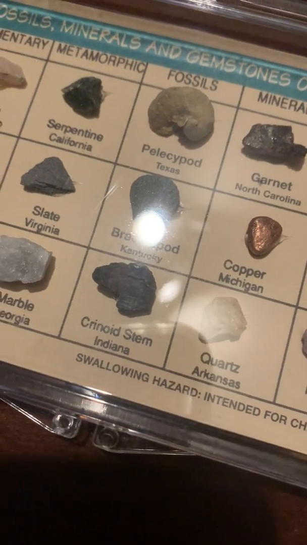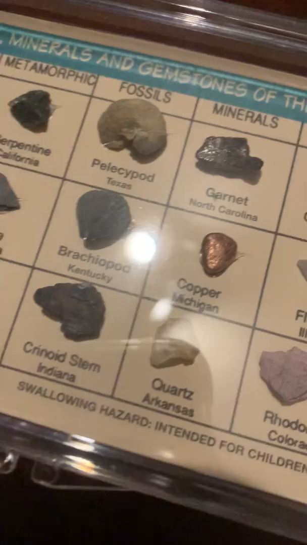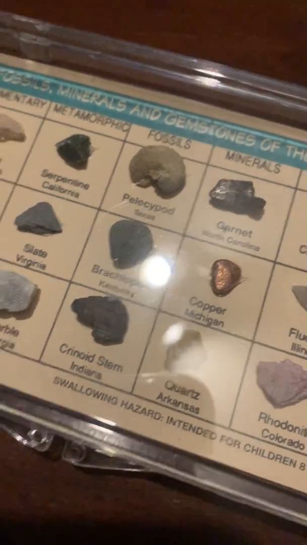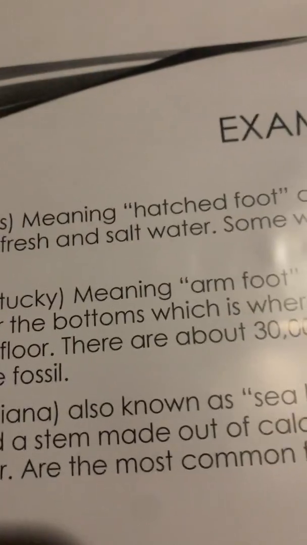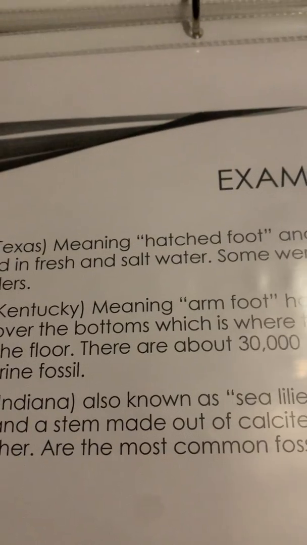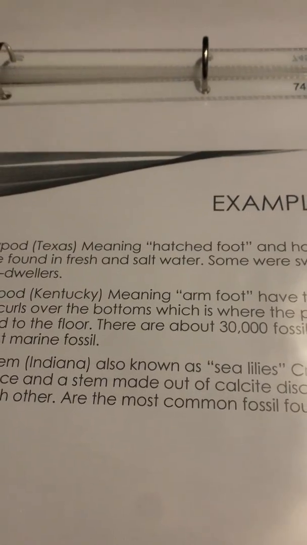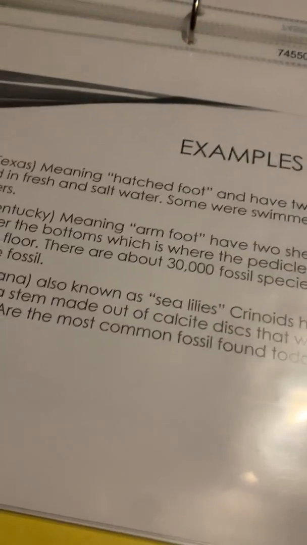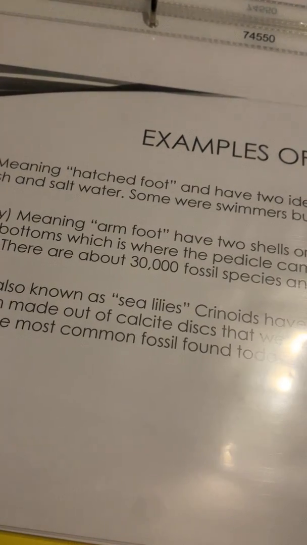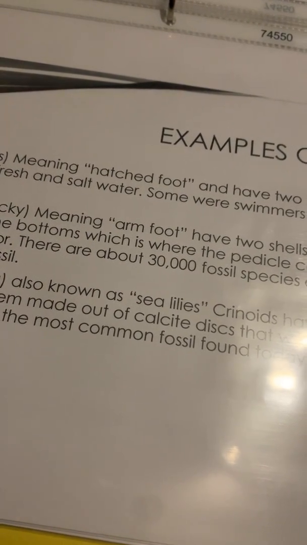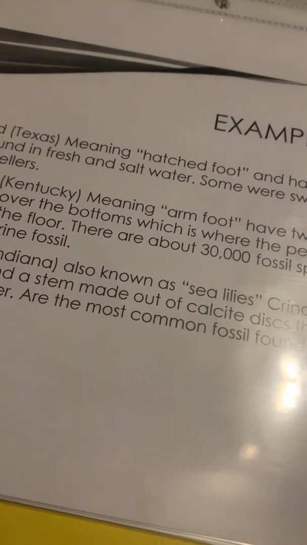There are 3 of them, which are right here, located in Indiana, Kentucky, and Texas. The first example, meaning hatchet foot, has 2 identical shells and can be found in fresh and salt water. Some were swimmers, but most were bottom dwellers. And then I will discuss the crinoid stem, also known as sea lilies. Crinoids have a flower-like appearance and a stem made out of calcite discs that were stacked on top of each other, and are the most common fossils found today. And then if you would like to read the middle example, you are more than welcome to. I just didn't have time on this presentation.